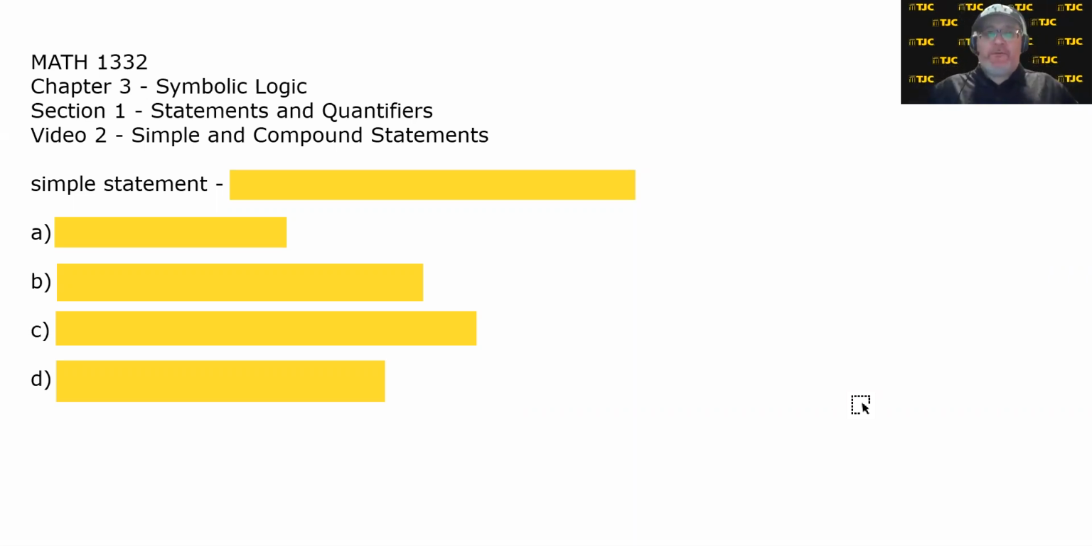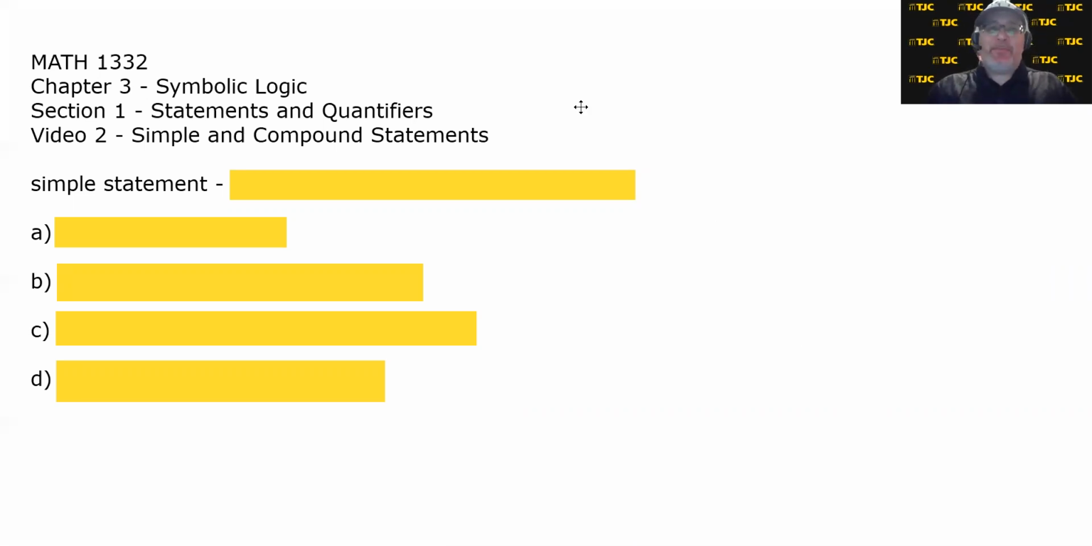In order to fully study symbolic logic, we first have to discern the relationship between simple and compound statements, since we will be analyzing the truth values of compound statements and arguments involving them based on truth values of simple statements. So let's get right to it.